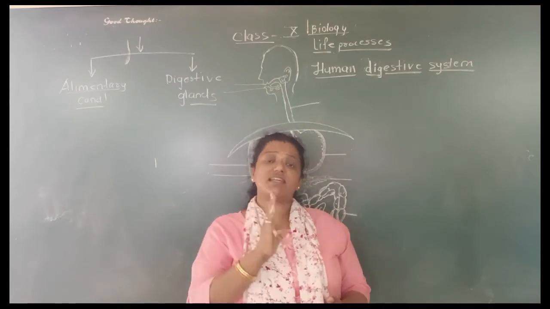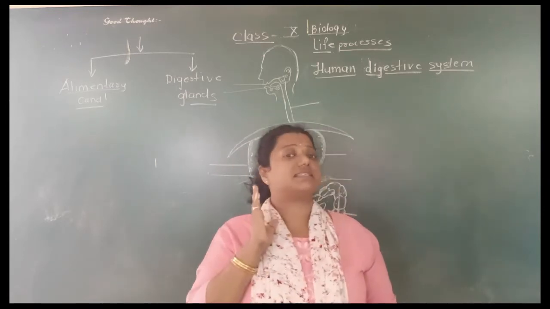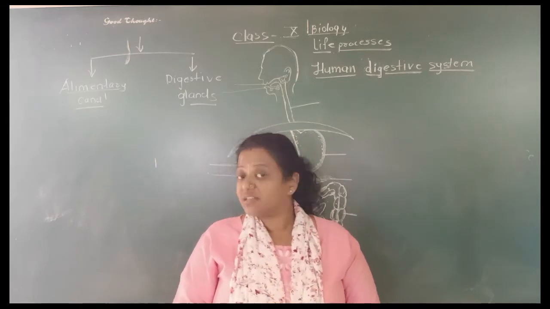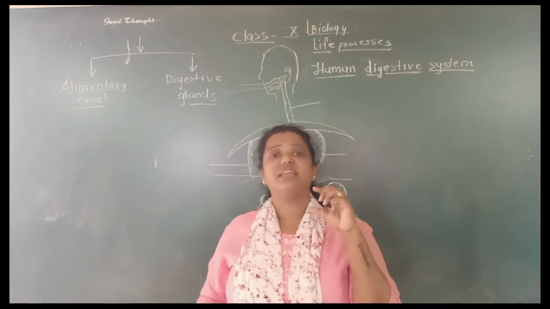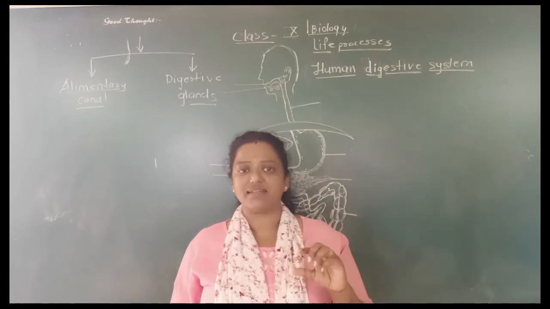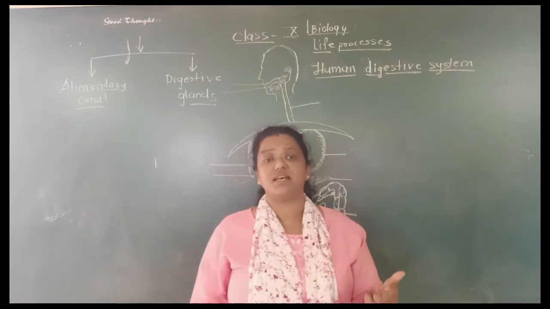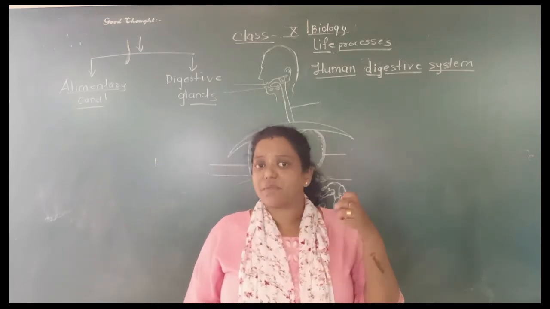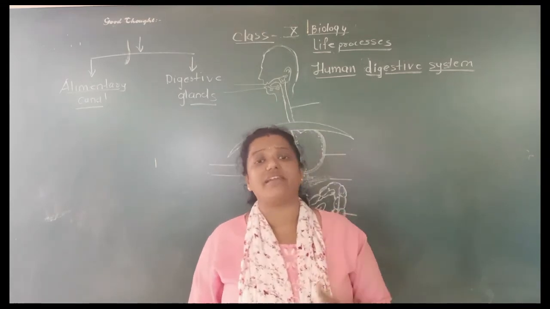Okay, and what is the next part of this digestive system? The next part of this digestive system is digestive glands. See, students, only the alimentary canal is not needed to digest our food. There are some glands secreting specific enzymes, some digestive juices. Those digestive juices are mixing in the food and then the process is carried out.